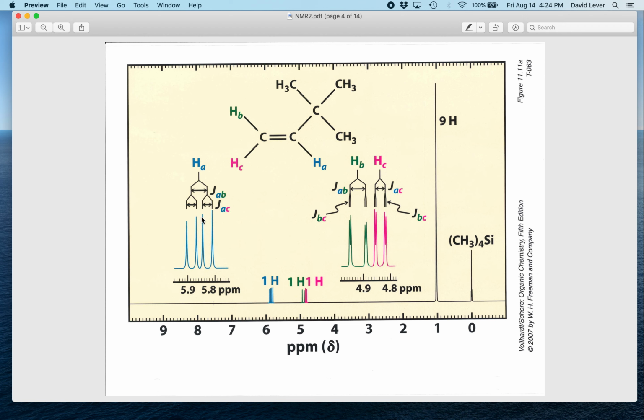Right? The coupling constants are the same, even at the higher field, because the coupling constant is a field-independent number, whereas the chemical shift, the number of hertz downfield from tetramethylsilane, increases as the field strength increases. And then we divide through by the spectrometer frequency to give ourselves the same value. So this is 4.8 part per million on a 300 megahertz instrument, just as it was on a 90 megahertz instrument. But in terms of hertz, you're multiplying 4.8 by 300 here as opposed to by 90.